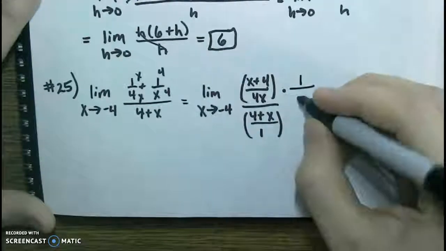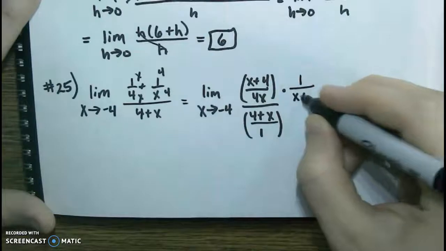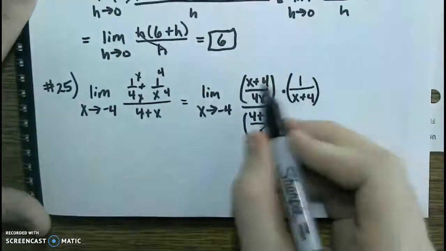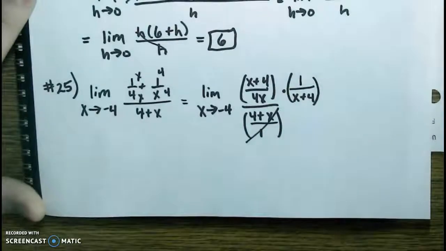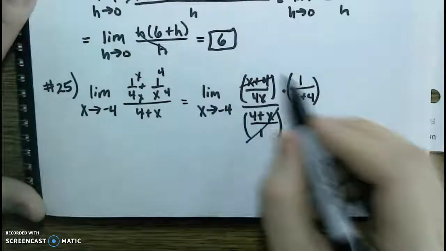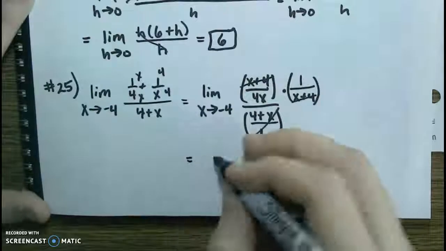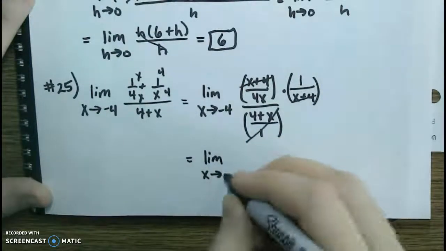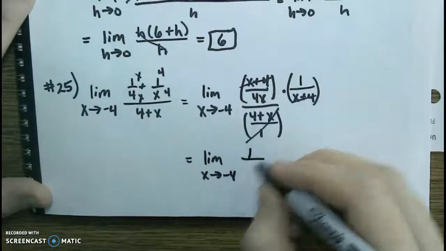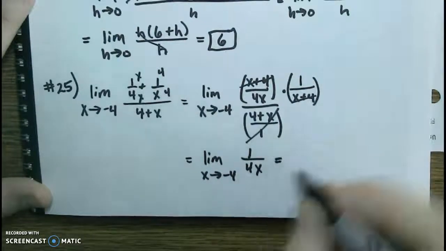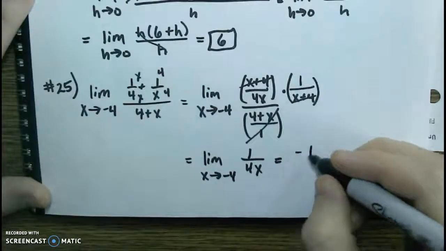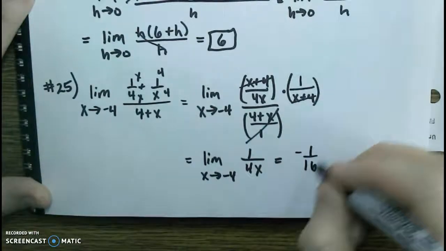And I'm going to switch around my 4 plus x and make it x plus 4, just so it looks like the top. And we can see that the top factors cancel. And so we end up with the limit as x approaches -4 of 1 over 4x. And now we can plug in our -4, and we end up getting -1 over 16.